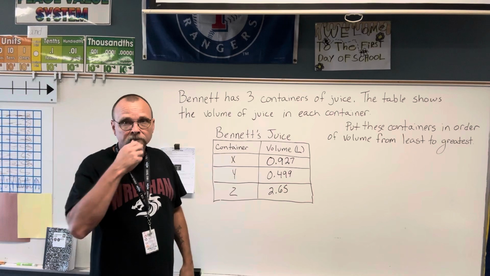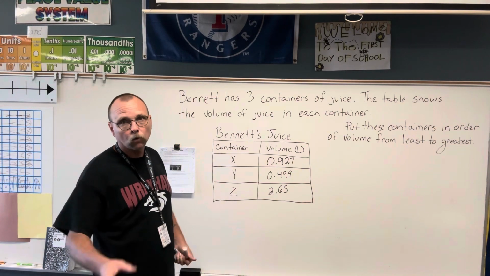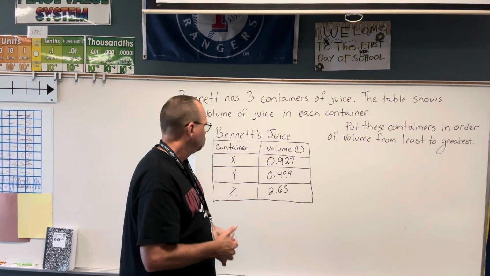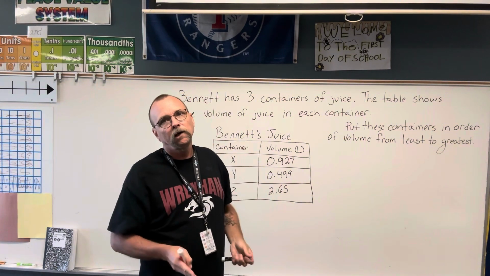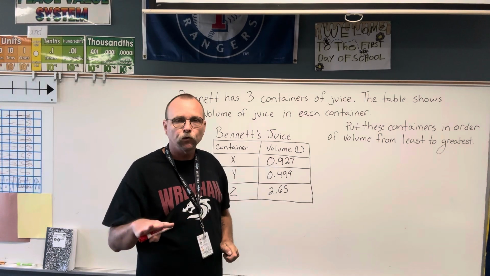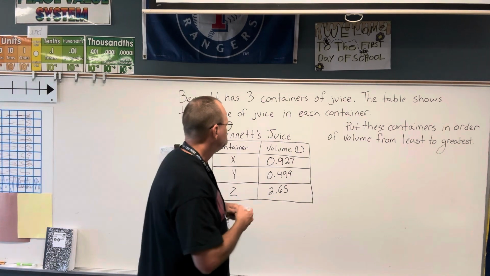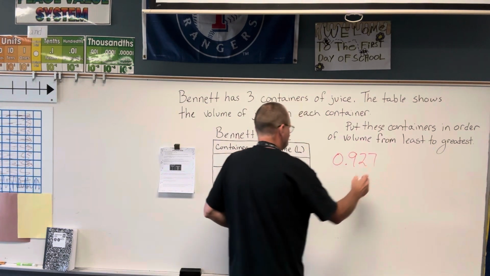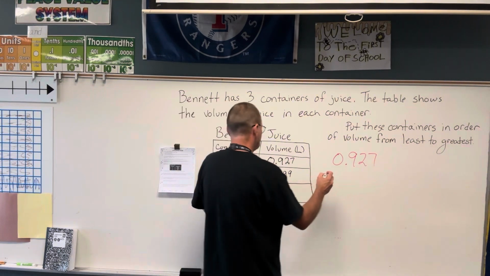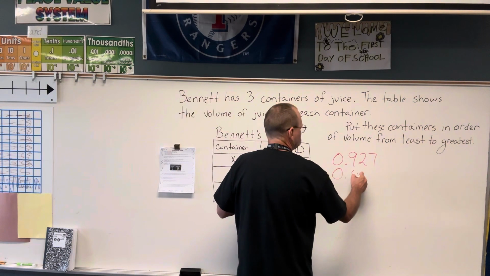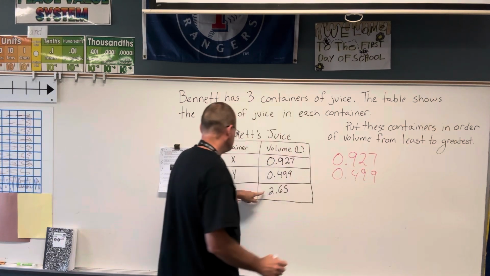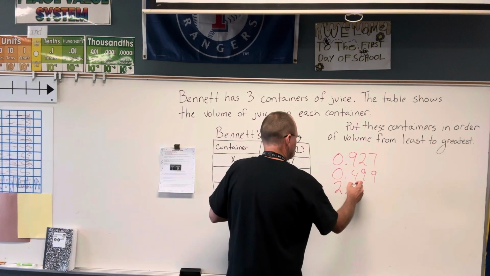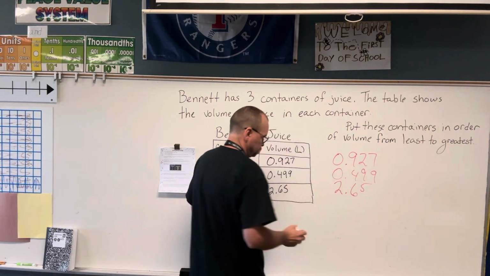So when we compare decimals, when we're putting decimals in order or we're doing inequalities where we go less than, equal to, or greater than, we want to start by writing them down, lining up the place values, just like we're doing some adding and subtracting. So if I take X and I have 0 and 927 thousandths, I want to put the Y right below it at 0 and 499 thousandths. Then I want to put the Z below that at 2 and 65 thousandths.